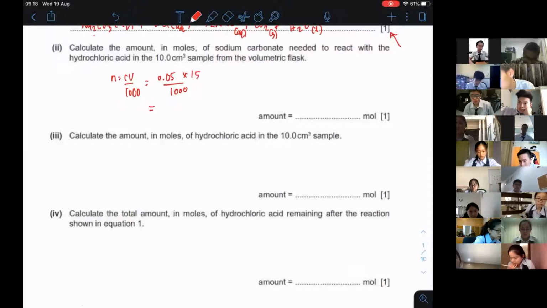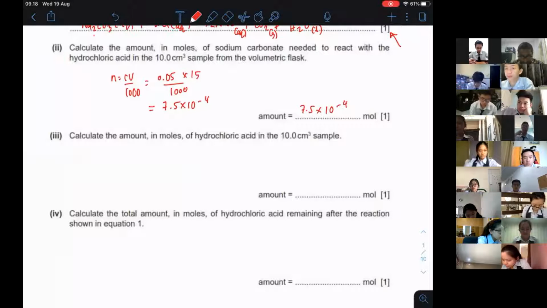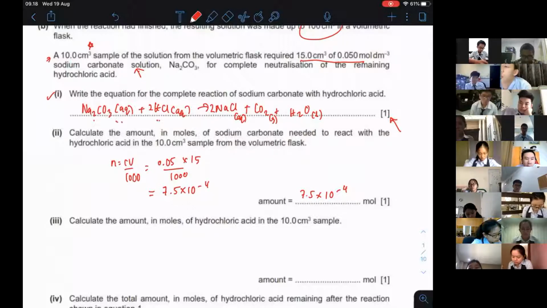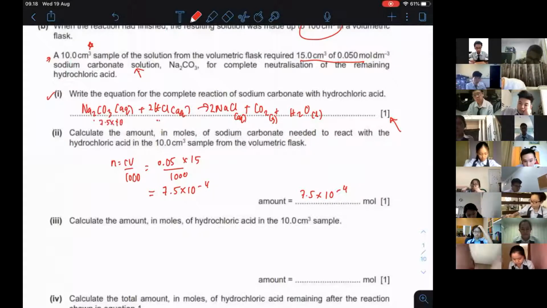7.5 times 10 to the power of -4 moles. Calculate the number of moles of hydrochloric acid in the 10 cm cube sample. Now, we know that it's 10 cm cube, doesn't matter, just refer to the equation over here. I know that the sodium carbonate is going to be 7.5 times 10 -4 over here.